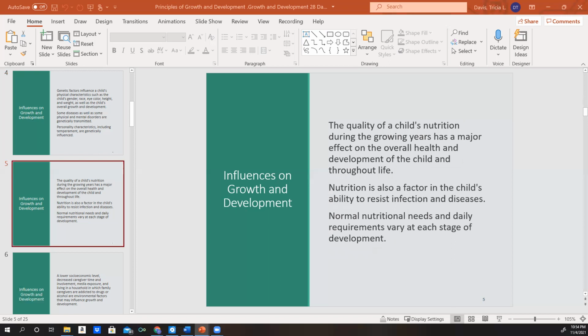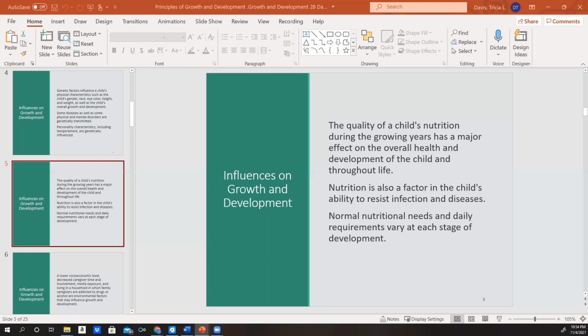We also know that the quality of that child's nutrition during the years when they're growing is going to have a huge effect on their overall health and their development, as well as the nutrition intake of the mother when she was pregnant with the fetus. That's also going to have a big influence on that child's growth and development. We know that nutrition has a huge role in that child's ability to resist infection and diseases. And their motor skill development is also very influenced by inadequate as well as excessive food intake. So not just not taking in enough, but if they take in too much and they gain too much weight, then they can also have issues as well.